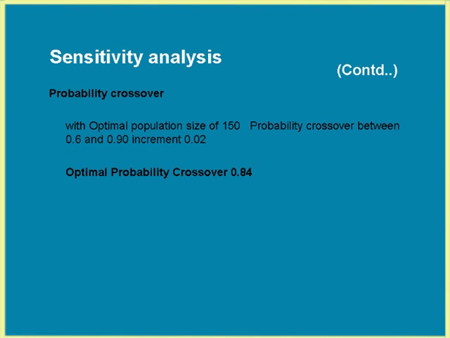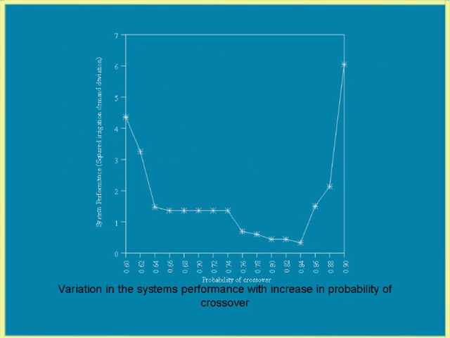With the optimal population of 150, we varied the probability of crossover from 0.6 to 0.9 with an increment of 0.02. We found that when the number of strings increases, we need a higher and higher probability of crossover. For the single reservoir system it was 0.76. Here we need at least 0.84 to get a better result.